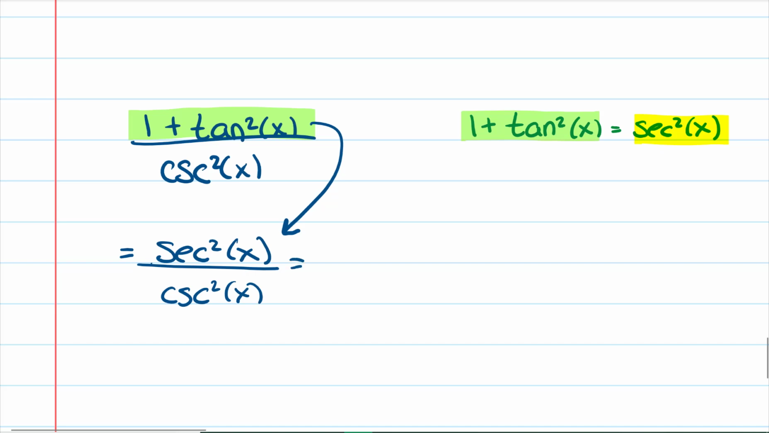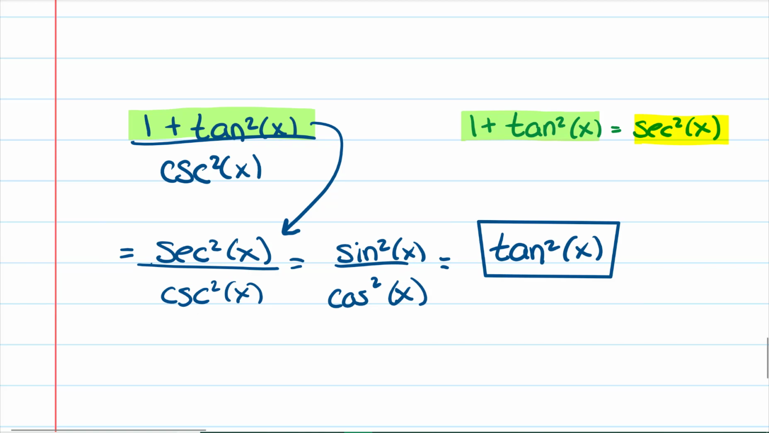Now, I don't like dealing with secants and cosecants, so I'm going to rewrite that as sine squared over cosine squared. Because secant is 1 over cosine and cosecant is 1 over sine. And sine over cosine is simply just tangent squared. And that's it. All done.